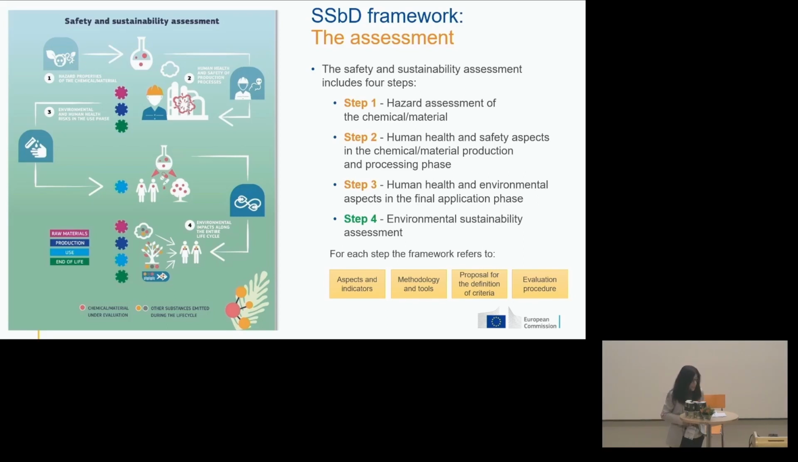For each step, the framework provides information with regards to the aspects and indicators that need to be taken into consideration, methodologies and tools that can be used, and also proposes definitions for criteria and evaluation process. I would briefly mention the steps and the aspects and indicators that are mentioned in the framework, but I invite you to go and check our technical report if you want to have additional information on the other aspects.